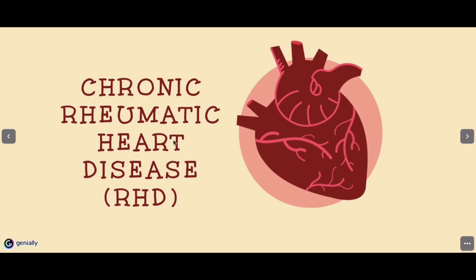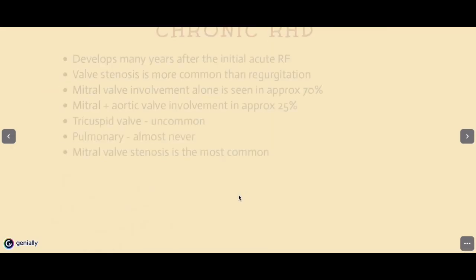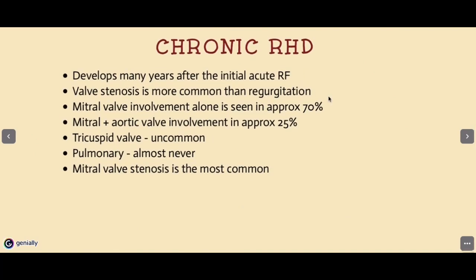So next I would like to move on to chronic rheumatic heart disease. Chronic rheumatic heart disease develops many years after the initial acute rheumatic fever. So many years, up to even decades, after the initial acute rheumatic fever. As one of the causes for acquired valvular abnormality, it can cause both stenosis or regurgitation, but stenosis is definitely more common.